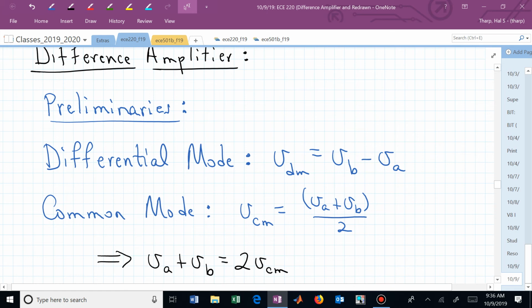Let's define two new signals. A differential mode, which is simply the difference between voltage source B and voltage source A. We'll call that the differential mode of those two signals. How do they differ? That might be what's carrying the information. And what's their commonality? What's their common mode? Well, we can average those two signals and get the common behavior, the common mode of V sub A and V sub B. Two new terms, V common mode and V differential mode.